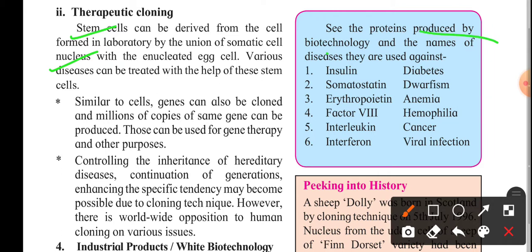Proteins produced by biotechnology and the names of diseases they are used against: insulin for diabetes, somatostatin for dwarfism, erythropoietin for anemia, factor 8 for hemophilia, interleukin for cancer, and interferon for viral infections.